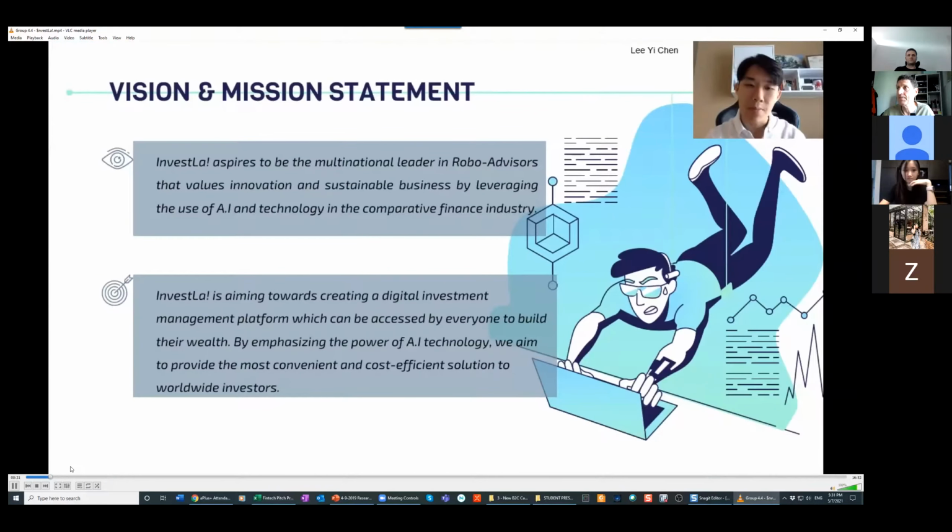The company vision is to become the multinational leader in robo-advisors that values innovations and sustainable business by leveraging the use of artificial intelligence and technology.